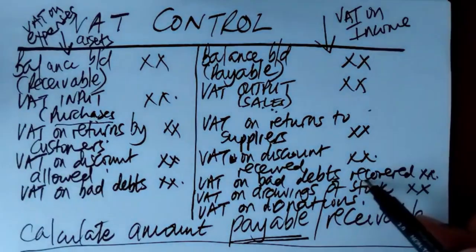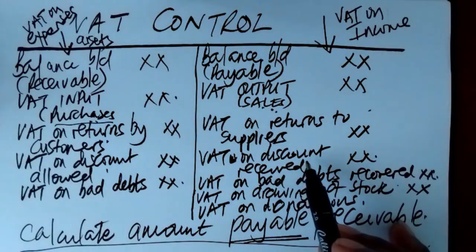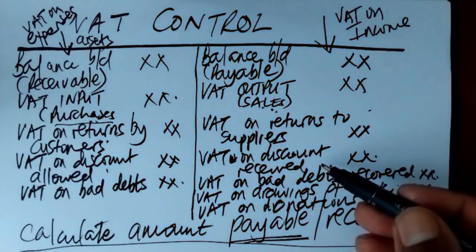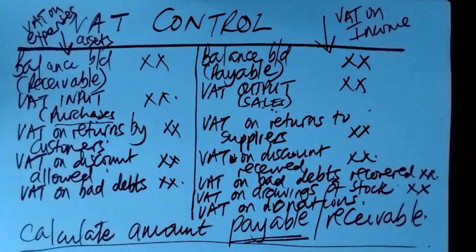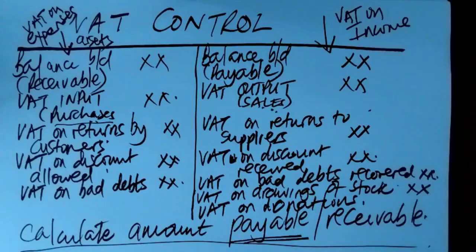One example is your bad debts recovered. You know that when you're doing your income statement, bad debts recovered are part of other income, it comes on the credit side. The same with discount received. We know that discount received is a type of income in your statement of comprehensive income. So it also goes on the credit side. So when you're done with this, you close off this account in the normal accounting way.